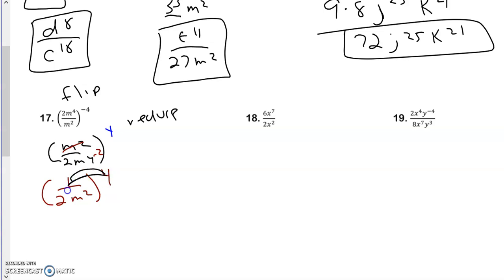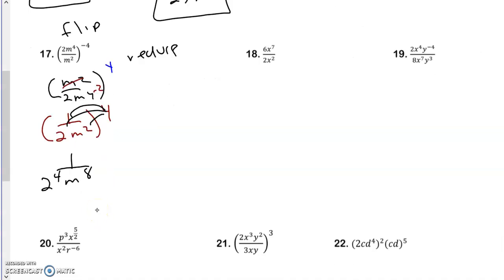Then I'm going to distribute that across. 1 to anything is always just 1, 1 to whatever power is just 1. And technically this would be 2 to the 4th, m to the 8th. Again, I need to simplify 2 to the 4th. That's 2 times 2 times 2 times 2, or 16, m to the 8th.